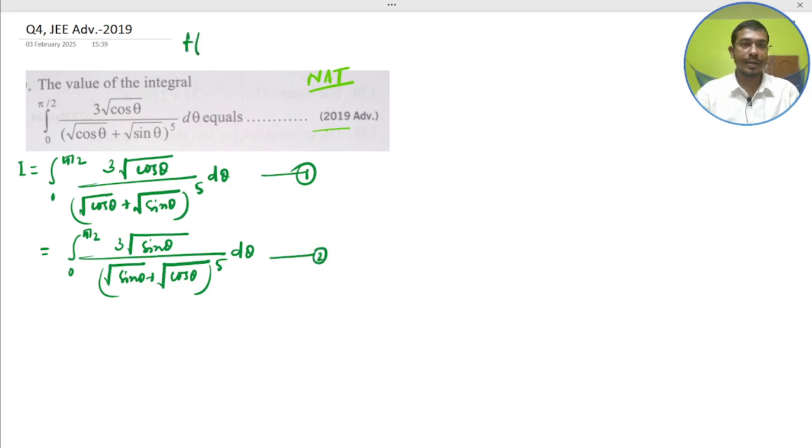By this property, the function fx dx from 0 to a by the shifting property would be what? 0 to a as it is, and the function shifted to a minus x dx.